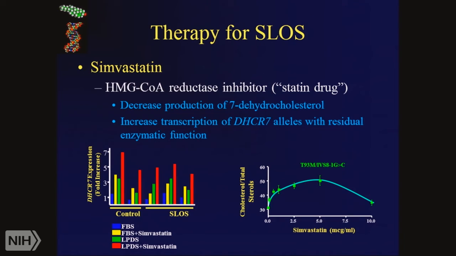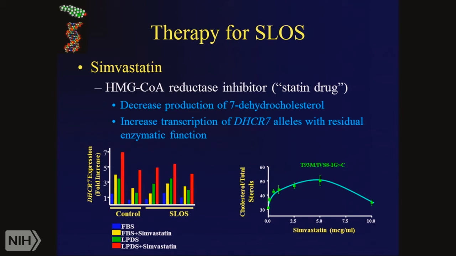Okay, a little better, we tried a simvastatin study. So what was the rationale here? Simvastatin is an HMG-CoA reductase inhibitor, a statin drug that we heard about earlier. And the rationale here was, well, maybe 7-dehydrocholesterol is toxic, so you could actually decrease the production of 7-dehydrocholesterol by inhibiting cholesterol synthesis at an earlier step.